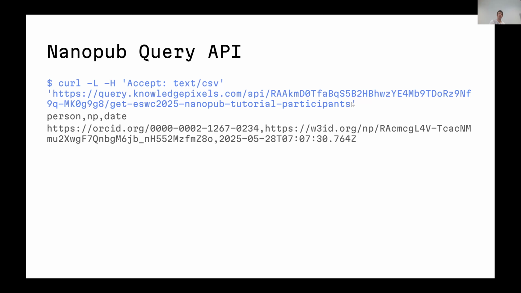Optionally, you can have the arguments here also. So if it's one that has arguments, you would have a question mark, type equals, and then your parameter value, and then you can get it back, for example, in CSV. I think JSON works as well. And so like this, you can very quickly produce your own custom-made API that you can use in any other tool.